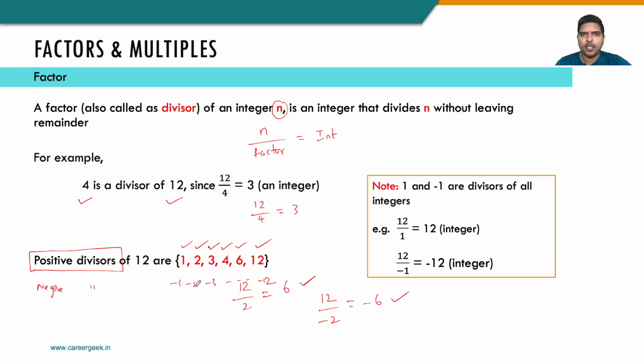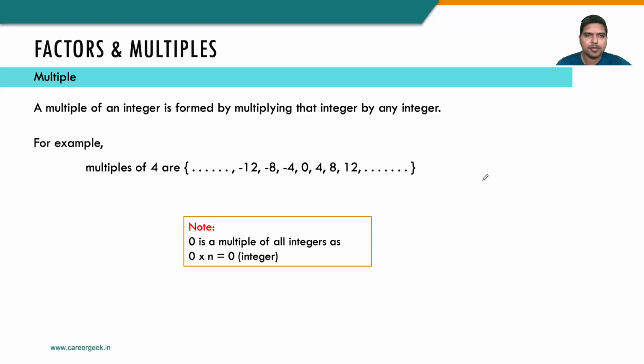Okay, so the definition is simple. There's a number, and a divisor has to completely divide that number, leaving no remainders. We'll see that in later stages. The remainder has to be 0 basically, or it is completely divisible. A divisor completely divides the number.